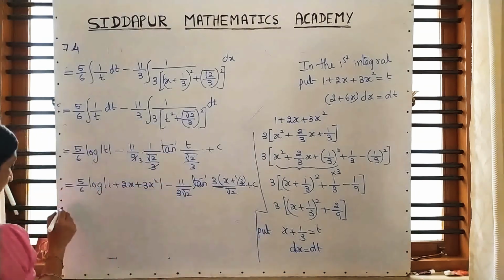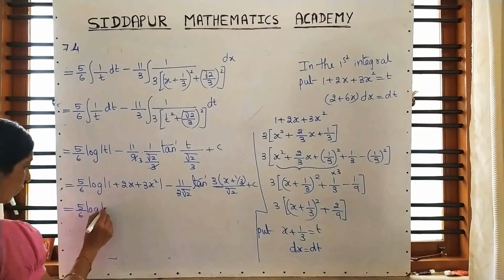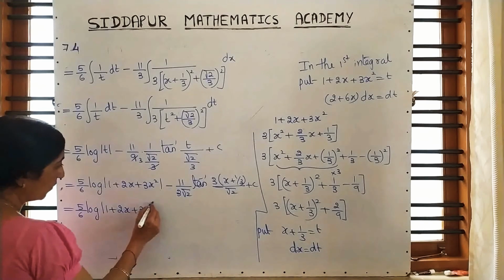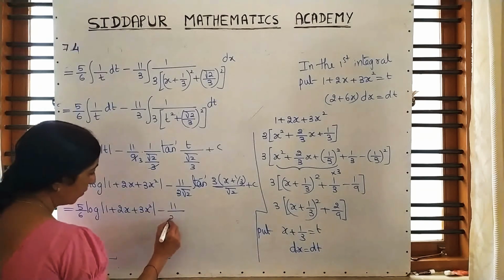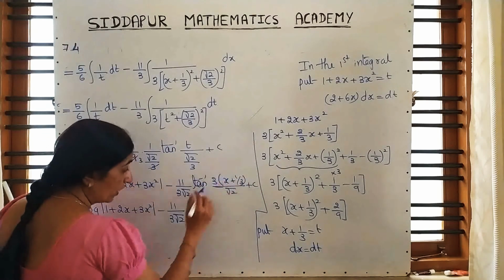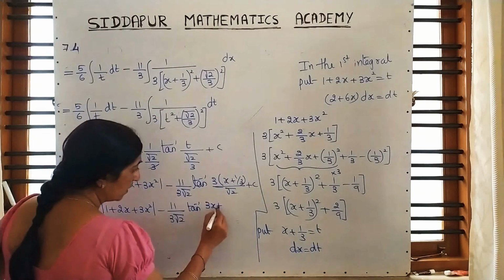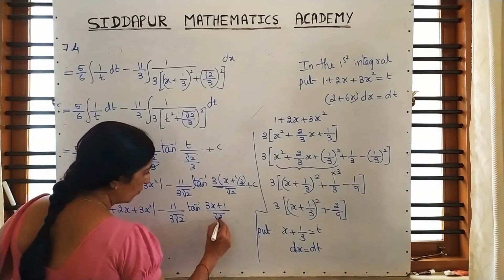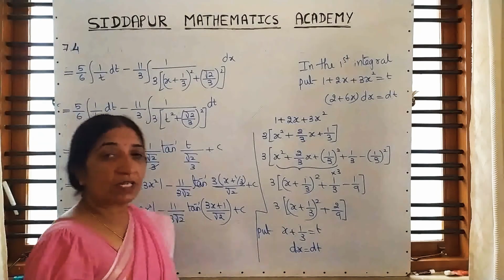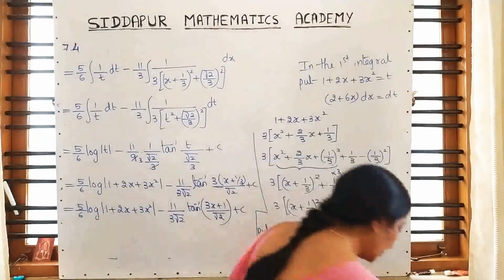One more simplification is possible. 5 by 6 log of 1 plus 2x plus 3x square minus 11 upon 3 root 2. Take the LCM for this bracket, only bracket. It is tan inverse 3x plus 1 upon root 2 plus c. See, the problem is very simple. Only thing is it is a little bit lengthy. Moving to the next example.